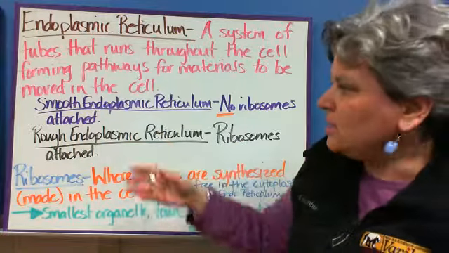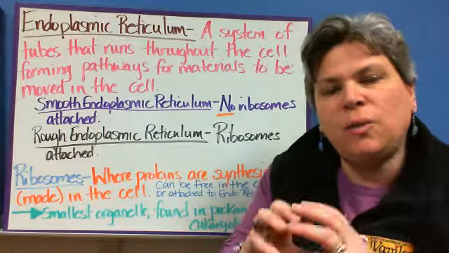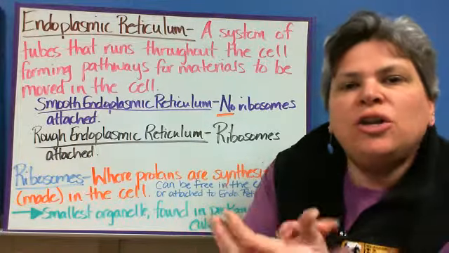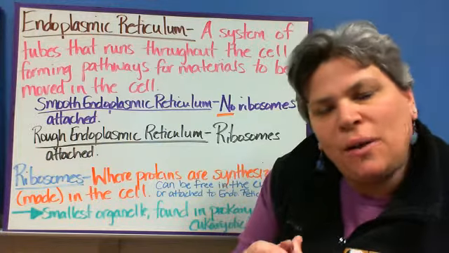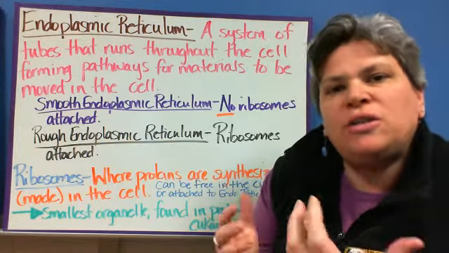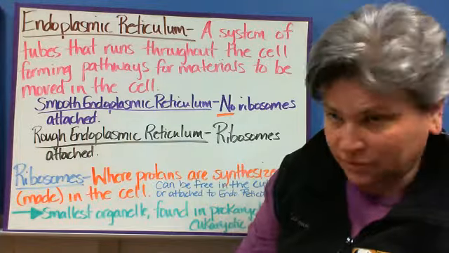So it just depends. And how did they name them? They name them based on appearance. If you're a tube and you have these little things attached to you, you're going to appear or feel rough in texture. If you don't have those things attached to you, you're going to feel or appear smooth in texture. That's how they name the smooth and the rough.